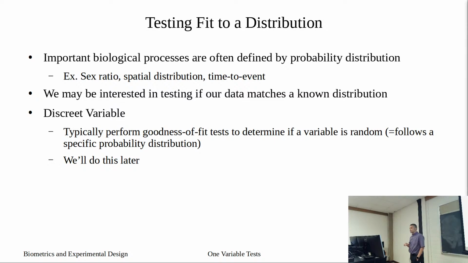Now, we can fit continuous distributions, and we can fit discrete variables. If we have a discrete variable, typically what we're going to do is a goodness of fit test. So we're going to test if our variable of interest, what we've measured, let's say sex ratio, number of males in a clutch, is actually random. By doing that, we're testing whether it follows this probability distribution, because if it is randomly generated, then it follows that binomial distribution in our case. All right, we're going to learn how to do this.